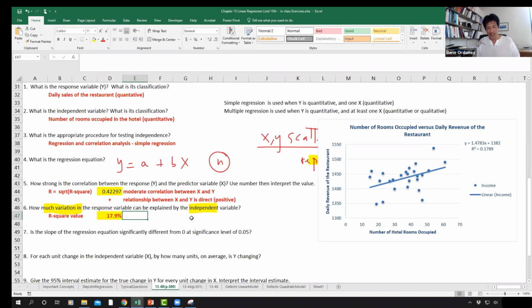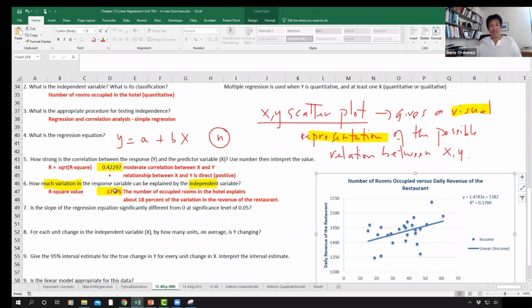All right, so we will say that the number of occupied rooms in the hotel explains about 18% of the variation in the revenue of the restaurant.